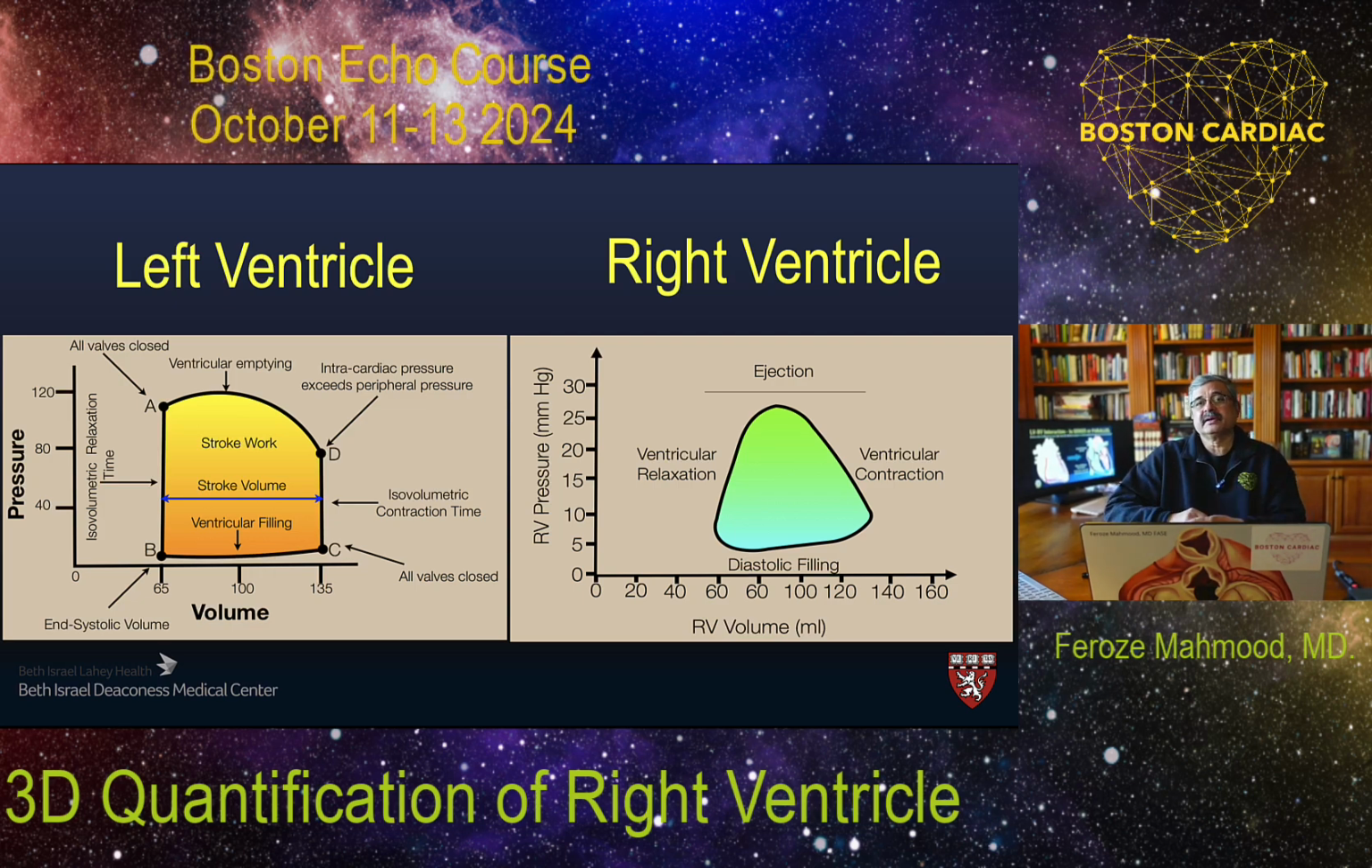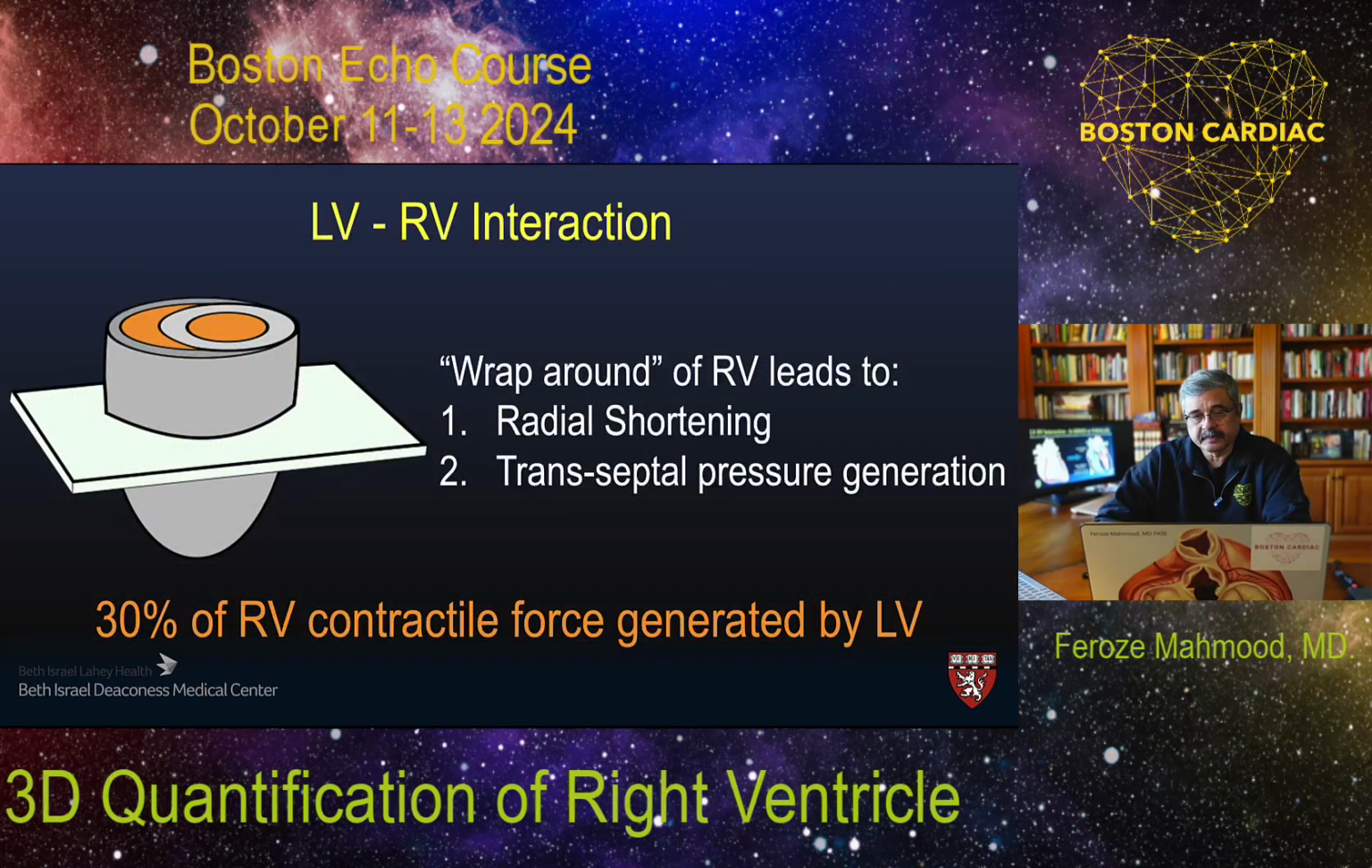That's one of the most fundamental differences, with energy consumption being more optimal on the right ventricular side, because it does not have IVCT and IVRT periods.